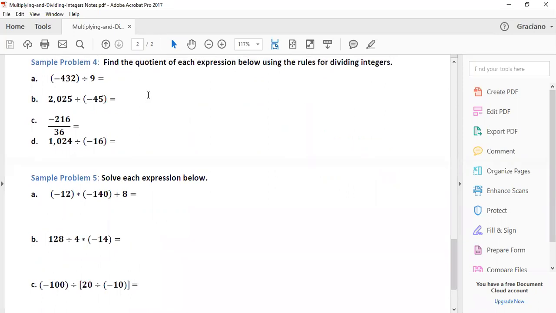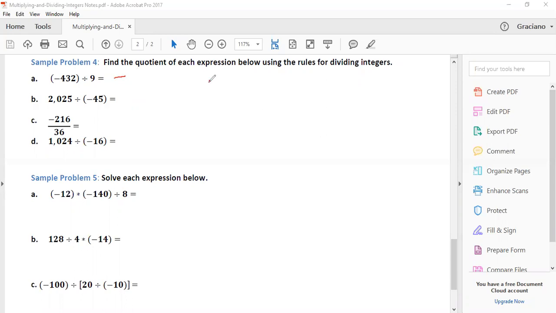We're going to look at the next problem set. Problem set 4, A through D. We are going to be working again still with division, right? And this time we're mixing it up. So we're dividing a negative number by a positive number. When we divide a negative number by a positive number, what is the answer going to be? Is it going to be negative or positive? That is correct. The answer is going to be negative.